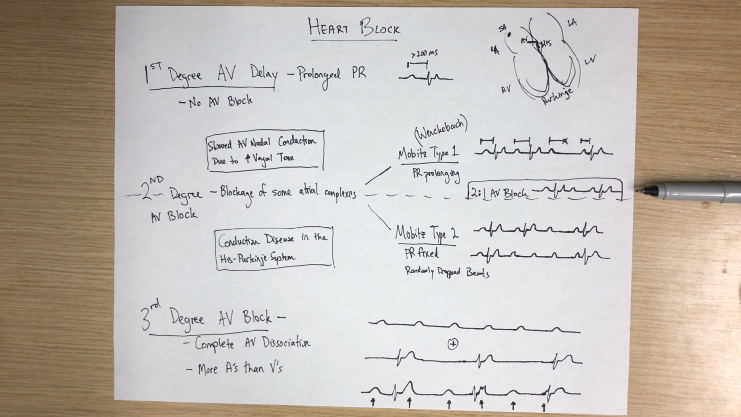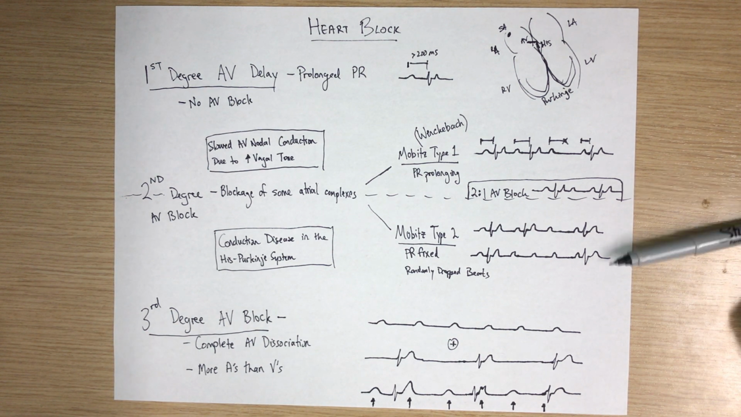On the other hand, if they're in 2-to-1 AV block, you get them to exercise and their block does not get better, then that indicates that even by changing their state of vagal tone, you cannot improve their heart block. Therefore, that type of 2-to-1 AV block is most likely to be Mobitz type 2.